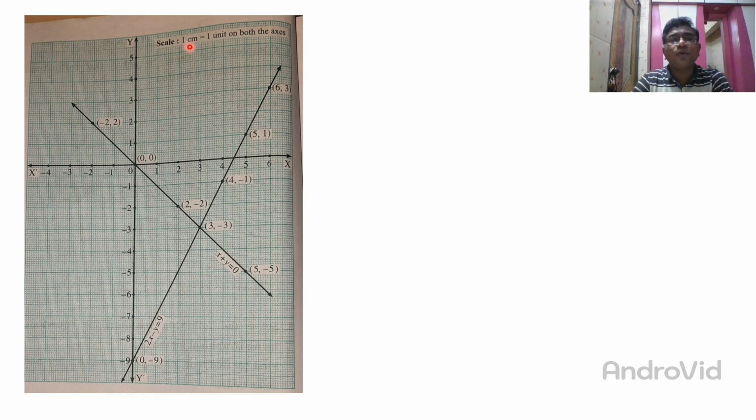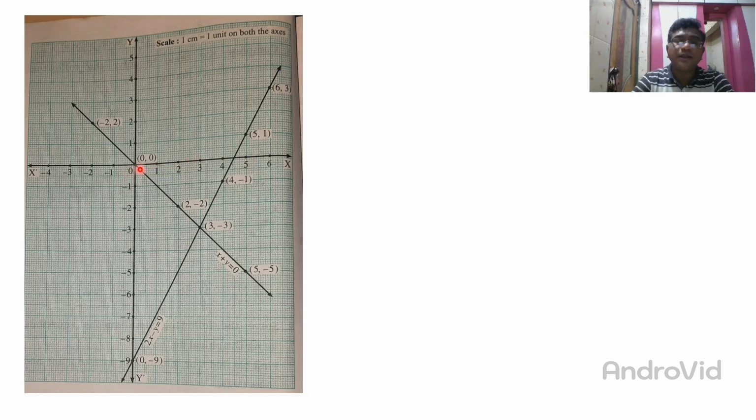That scale is 1 centimeter equals 1 unit on both axes. Both axes means x-axis and y-axis. So here is the scale: 0 to 1 is 1 centimeter, 1 to 2 is 1 centimeter, 2 to 3 is 1 centimeter. So this 1 centimeter is equal to 1 unit. So here the numbers increase by 1.